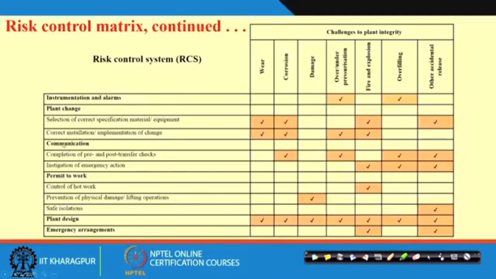Similarly, plant change, communication, permit to work. Under permit to work, we have actually added isolating mechanisms. The isolating mechanisms will be more useful for overfilling of the tanks or damage in many places. Isolating mechanisms will be applicable everywhere. Emergency arrangements: where will the emergency arrangements be applicable, for which initiating mechanism? Fire and explosion. If you want to control fire and explosion, you should have emergency arrangements. Okay.